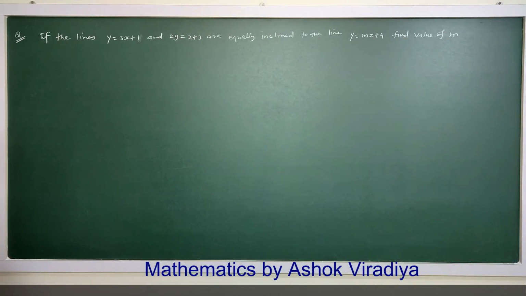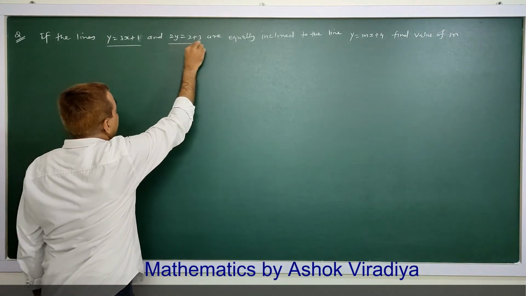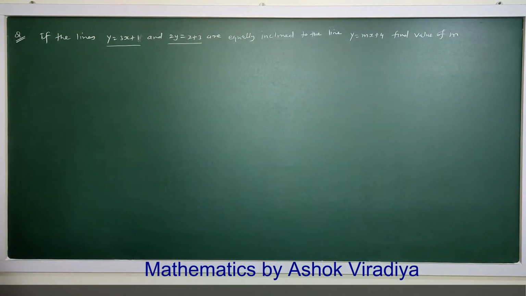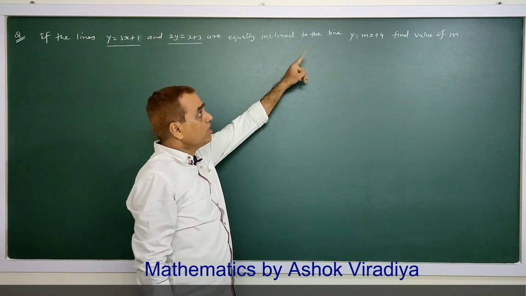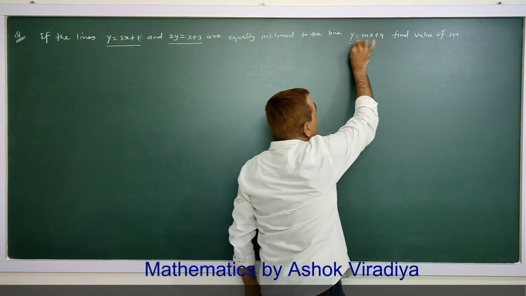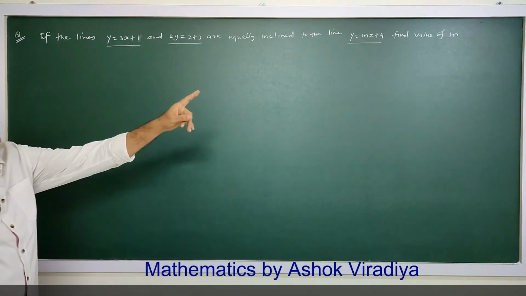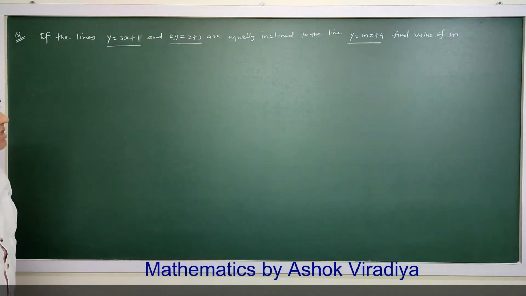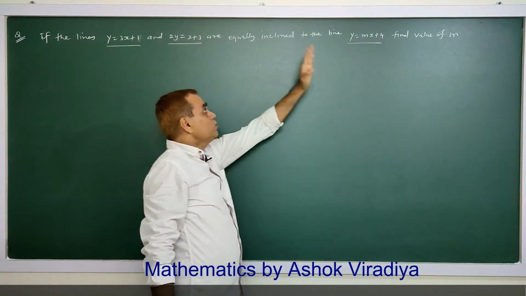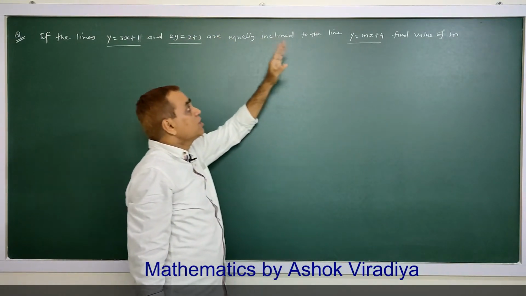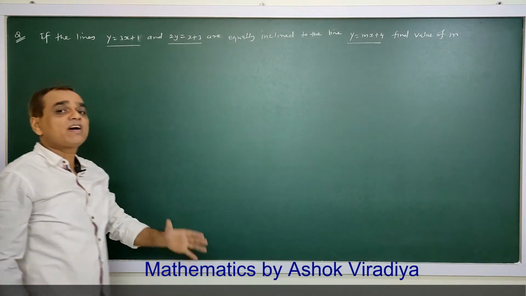Here is a question: if the lines y = 3x + 1 and 2y = x + 3 are equally inclined to the line y = mx + 4, then find the value of m. That means the angle between these two lines is equal to the angle between these two lines. So find m.